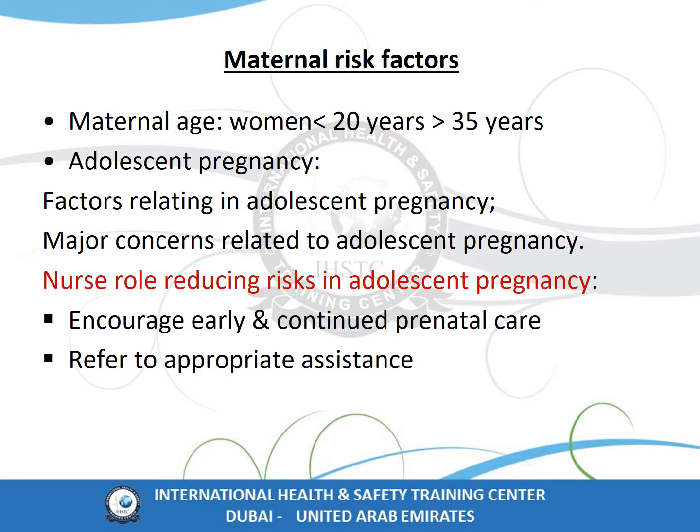The major concerns related to adolescent pregnancy include poor nutritional status, emotional and behavior difficulties, lack of a support system, increased risk of stillbirth, low birth weight infants, fetal mortality, cephalopelvic disproportion, and increased risk of maternal complications such as hypertension, anemia, prolonged labor, and infections.